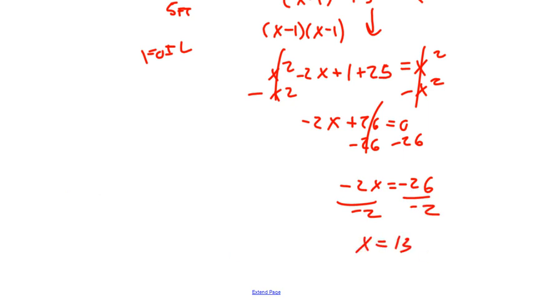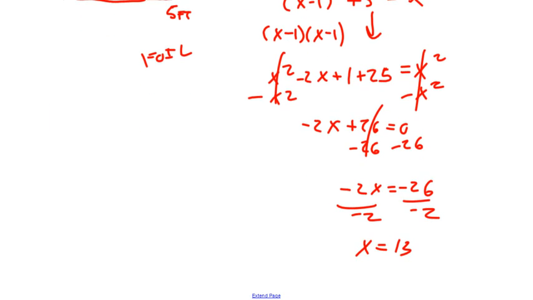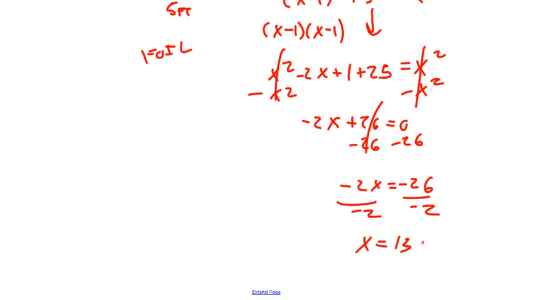And let's see here. What did x represent? X is the length of the ladder. How long is the ladder? Well, x is the ladder. So how long is the ladder? 13 feet. And it's very important that you put the unit of measure when we're dealing with word problems.